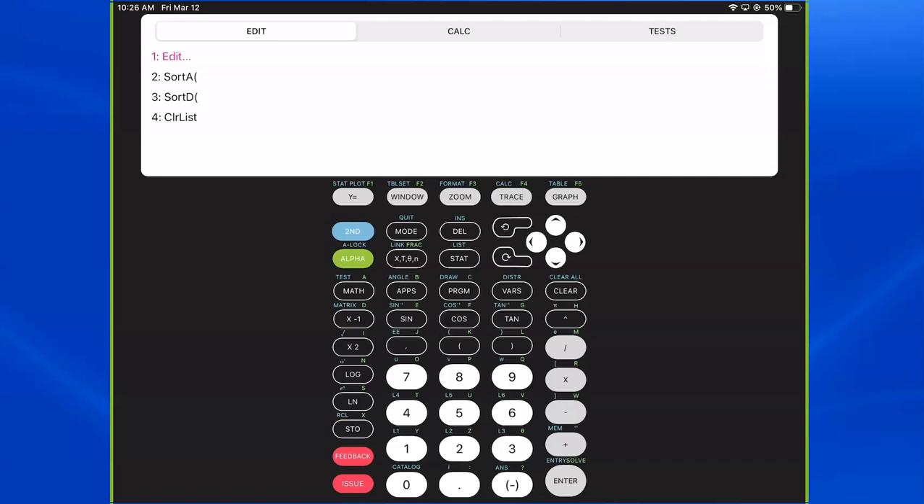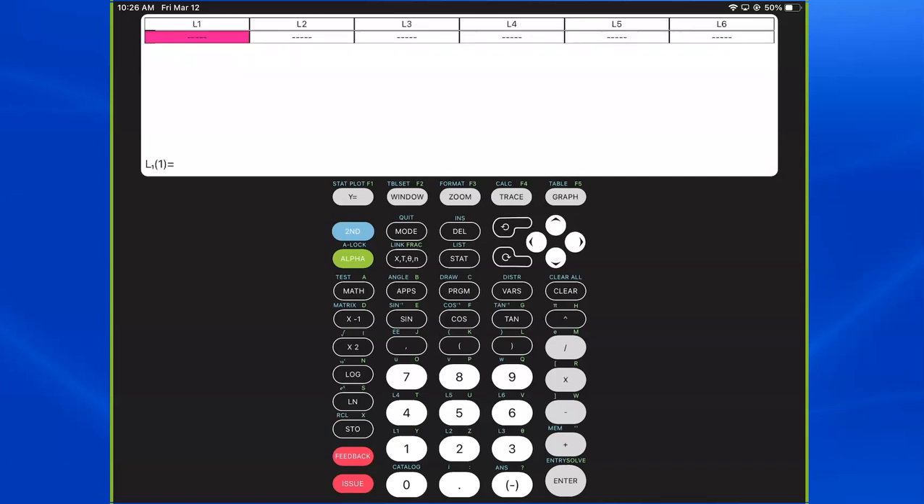Once you're there, you see this thing that says edit. This is where we're allowed to edit our lists. So you hit enter once you're on edit, and you should see an L1, L2, L3, L4, L5. These are your lists. L1 is going to be our X, and L2 is going to be our Y.